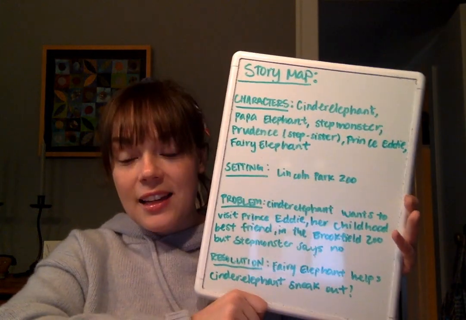I can talk about how she lives with her father, Papa Elephant, and her step monster, which is what she calls her stepmother, and then her stepsister, whose name is Prudence. And then I can explain why she wants to go meet the prince and who the prince is to her. So I can just keep writing all these facts that I came up with in my story map and in my planning on my Cinderella character profile, and I can use all that information to create a Cinderella story. So this is really a chance for you to get super creative. This can be as long or as short as you want it to be.